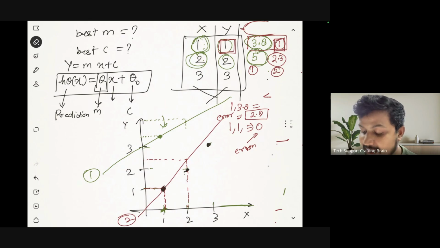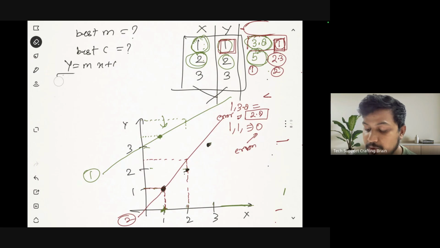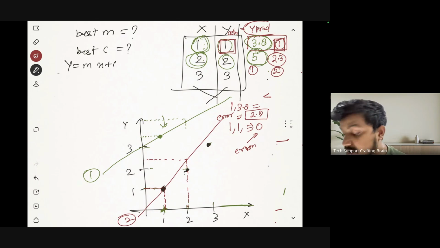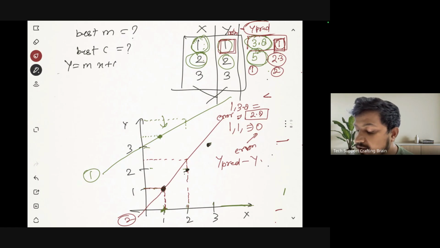So I will not use any h of theta x for now. This I'm going to call y actual, and this I'm going to call y prediction. So if I wanted to calculate the error, that means the difference, we can calculate it by y prediction minus y actual.